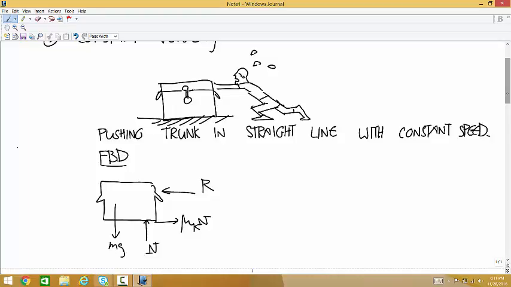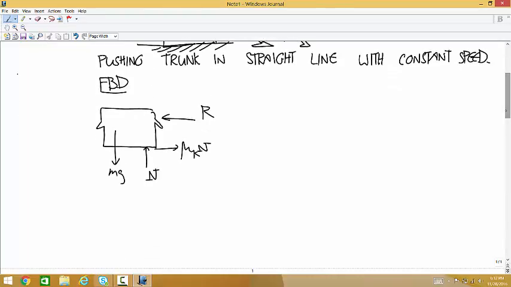Any other questions right now? Yes? So in this example, the friction is equal to the force being applied by a person? Yes, that's right. The magnitudes are the same. Any other questions?